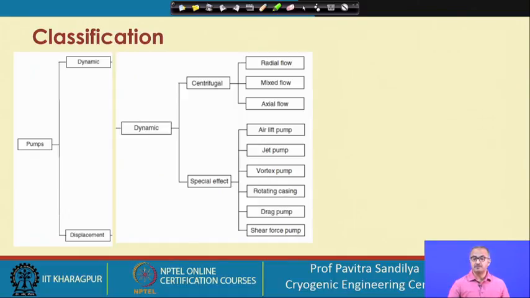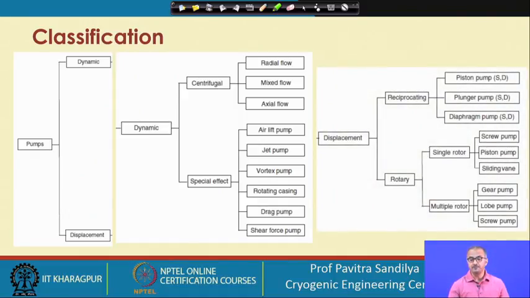Similarly we have many classifications for the displacement type of pumps. In this we have reciprocating and rotary. Under reciprocating again we have piston type, plunger type, diaphragm type. Under rotary we have single rotor and multiple rotor, and here also we have screw pump, piston pump, and sliding pump. And in multiple rotor, we have gear pump, lobe pump, screw pump.